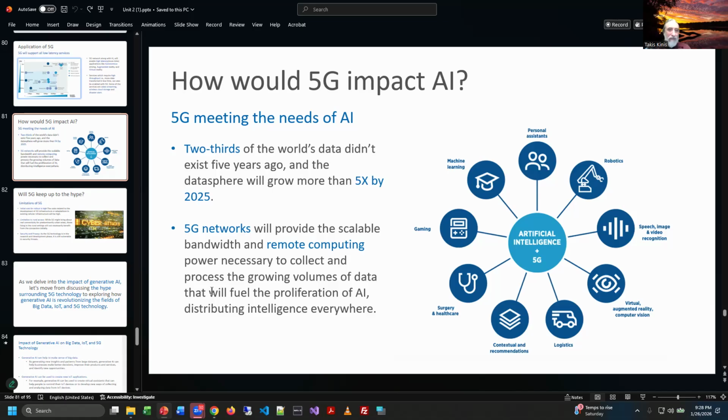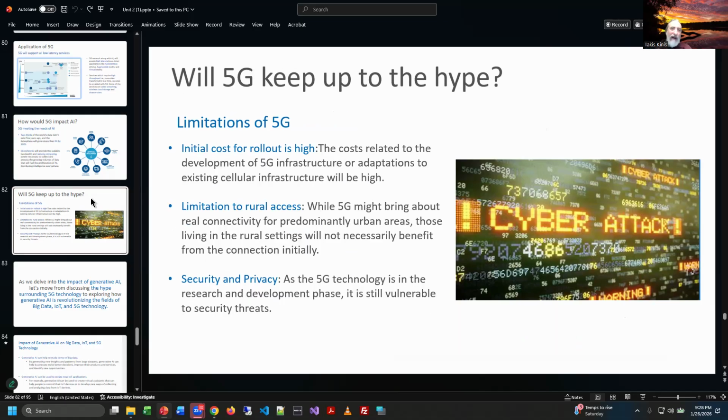Yeah. And man, AI has really taken off, the generative AI in particular. Yeah, the rollout cost is high because they have to put up a lot more infrastructure than they had before. It's a lot more wiring, and they need a lot more access points to make it happen. And notice that second bullet. While 5G might bring about real connectivity for predominantly urban areas, those in rural settings will not benefit, right?